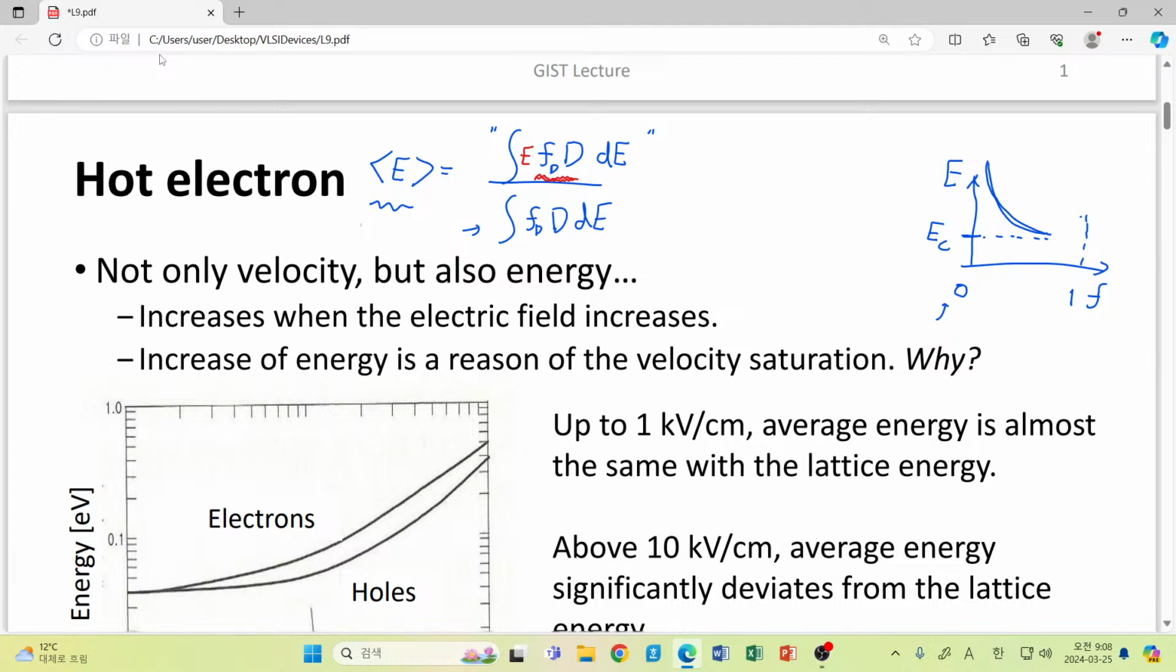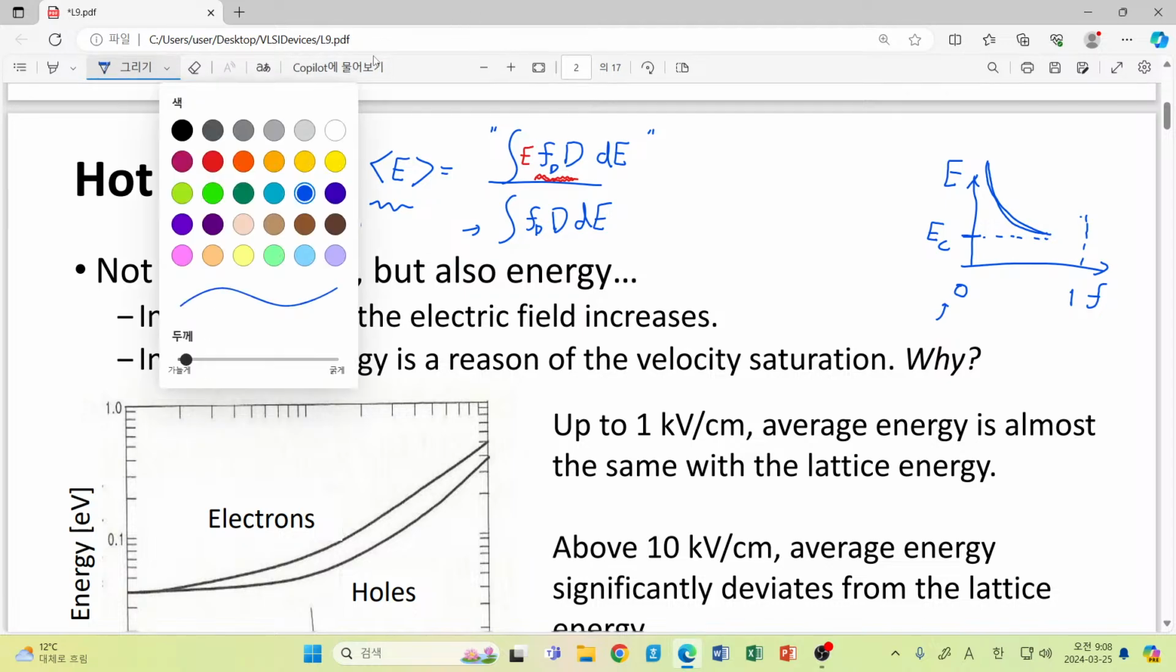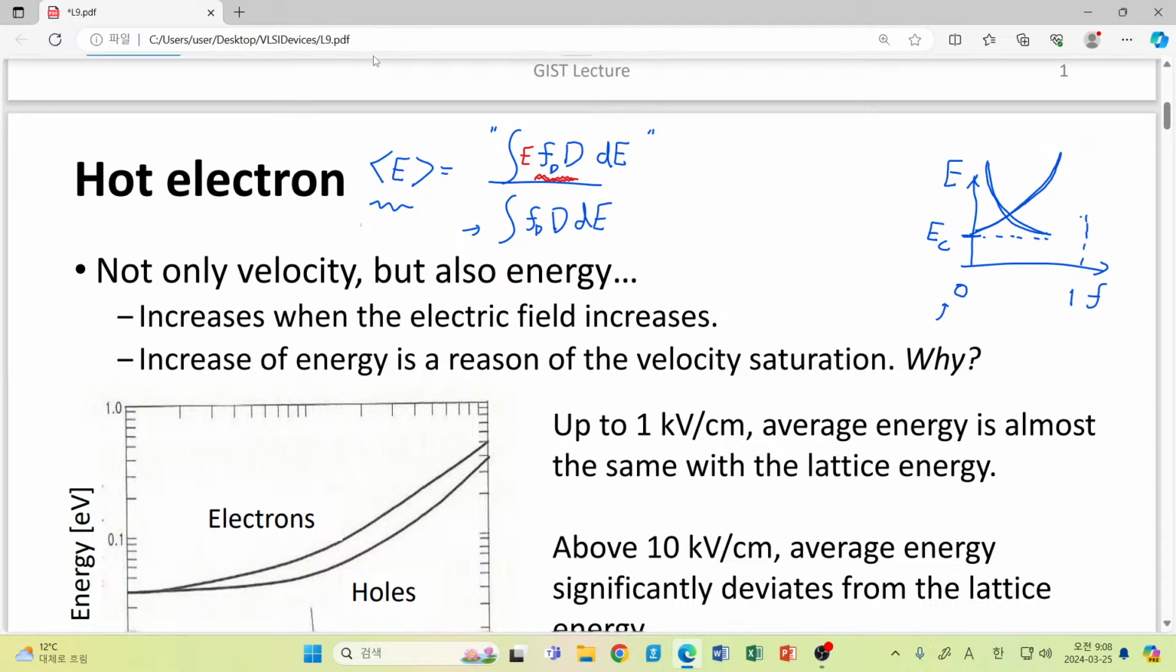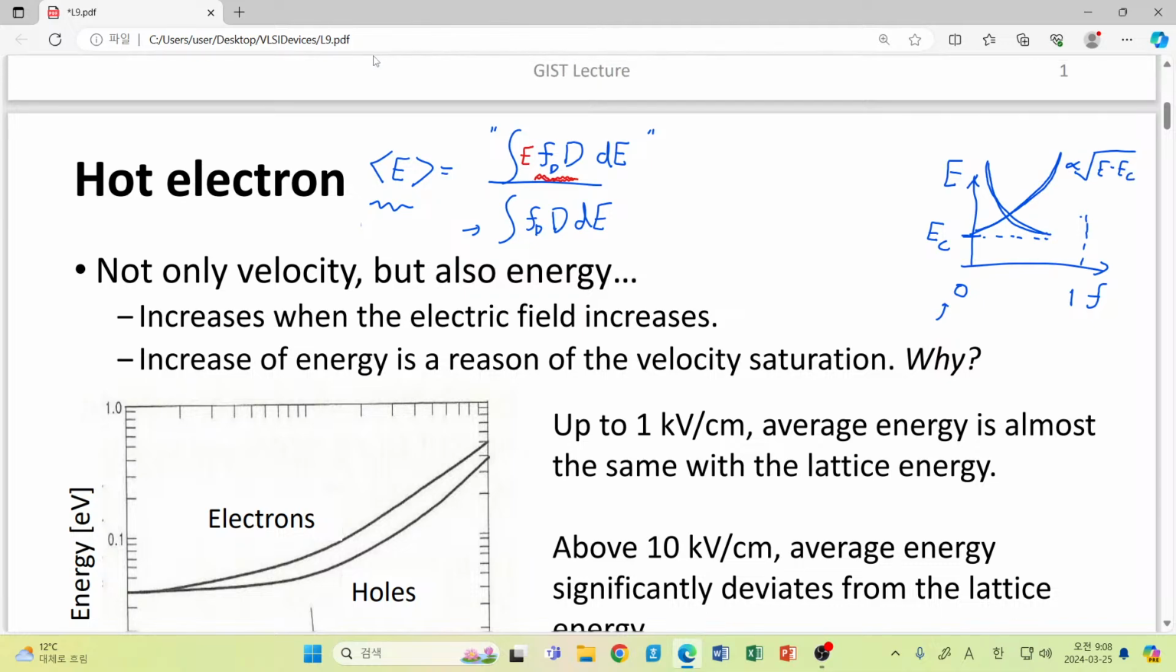After that, we also have to consider the density of state, but fortunately we have all the information about density of state. How does it look? It just looks like a function which is proportional to the square root of energy. So we can calculate this one. This follows D and this follows F.